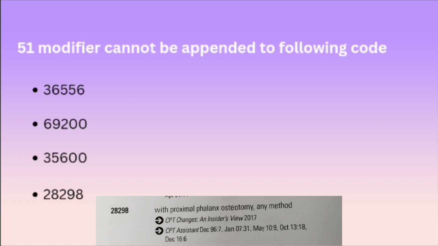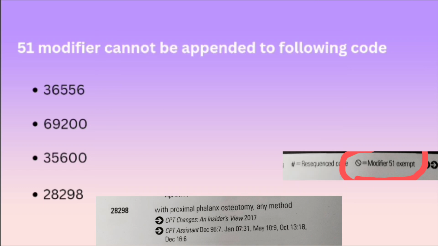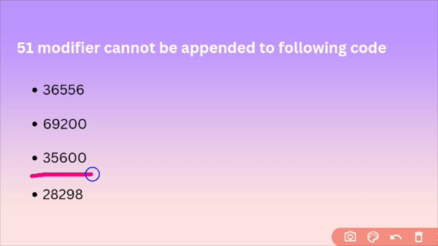So here in all the four codes, one code, that is 35600, has this symbol. According to this symbol, we should not code the 51 modifier along with this code. This symbol represents 51 modifier exempt. So it means we should not code the 51 modifier along with this code. So the answer is 35600, because it has the 51 modifier exempt symbol.